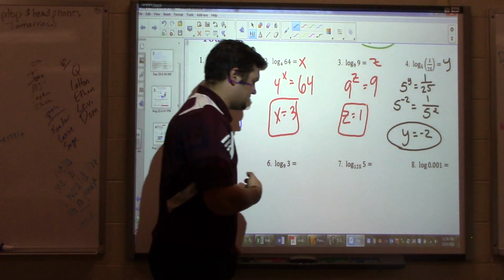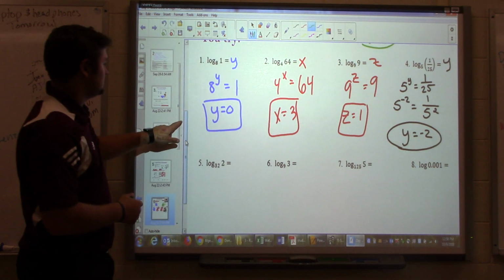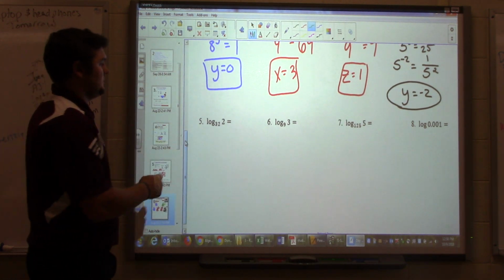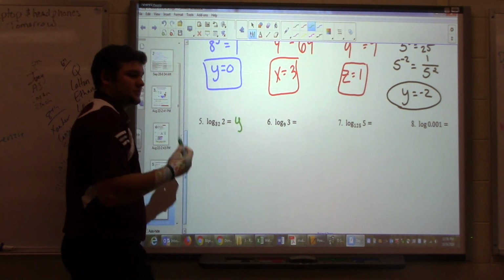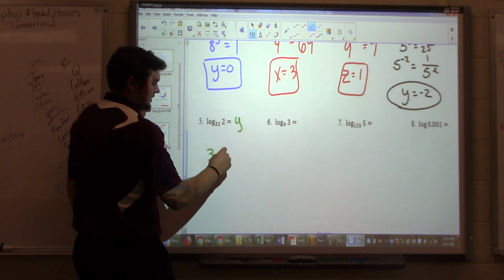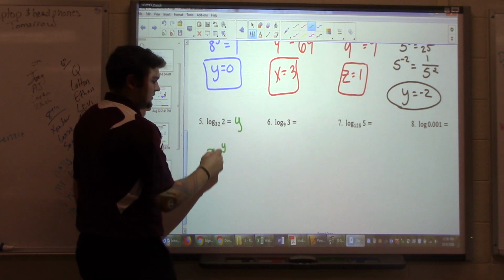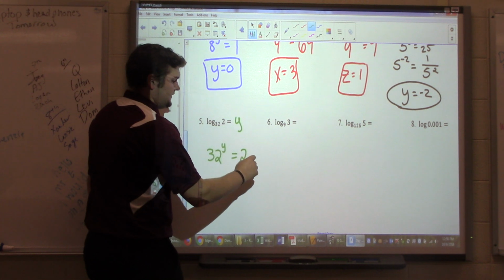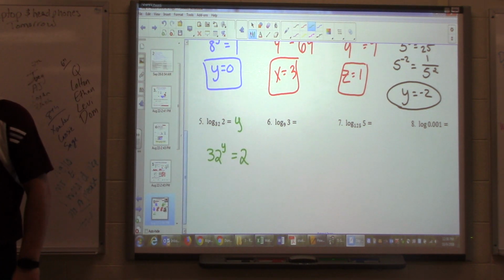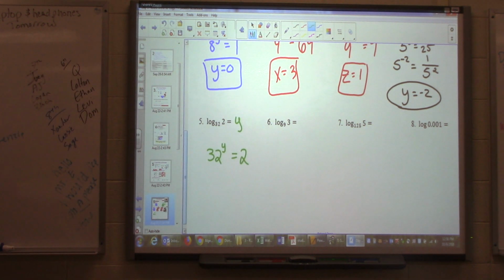Let's look at the next one too. Log base 32 of 2 equals, let's say y again. So base of my log becomes the base of my exponent. What it equals is my exponent. And what I'm taking the log of is what it's equal to. 32 to the y power equals 2.